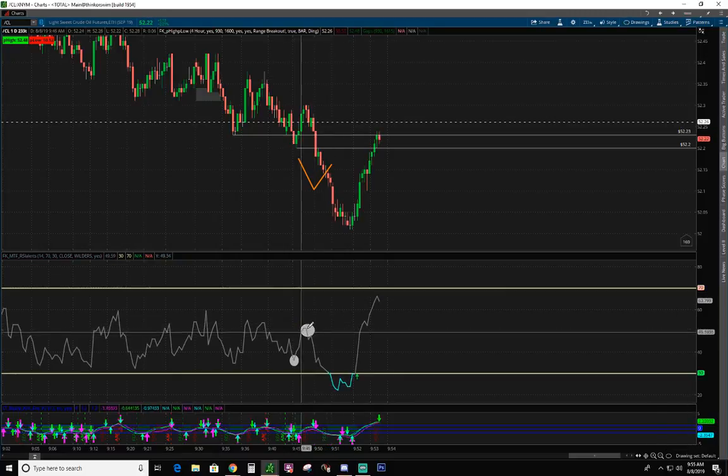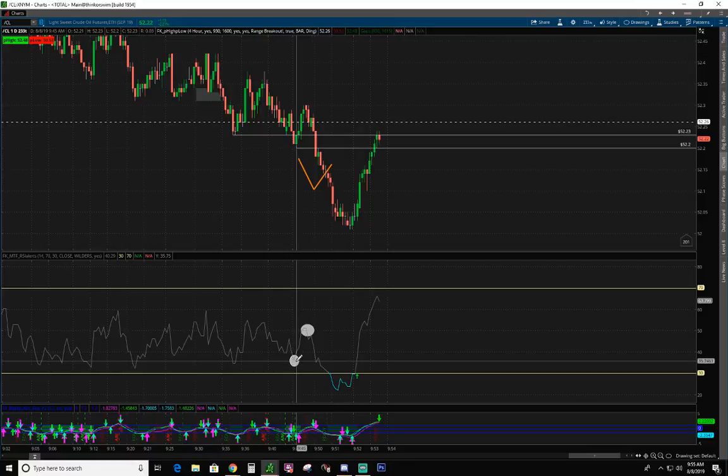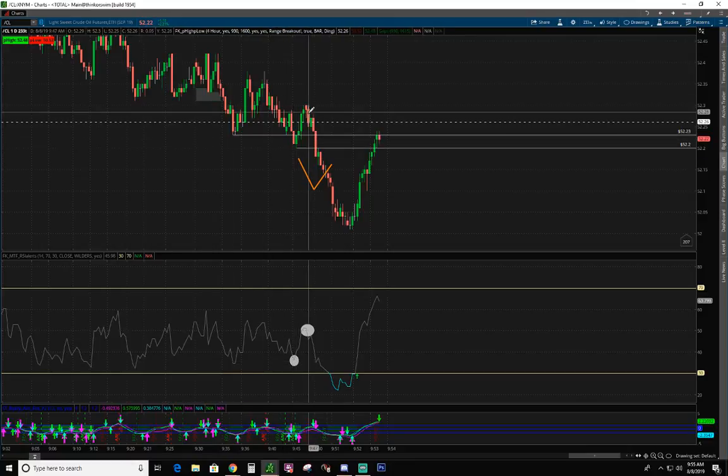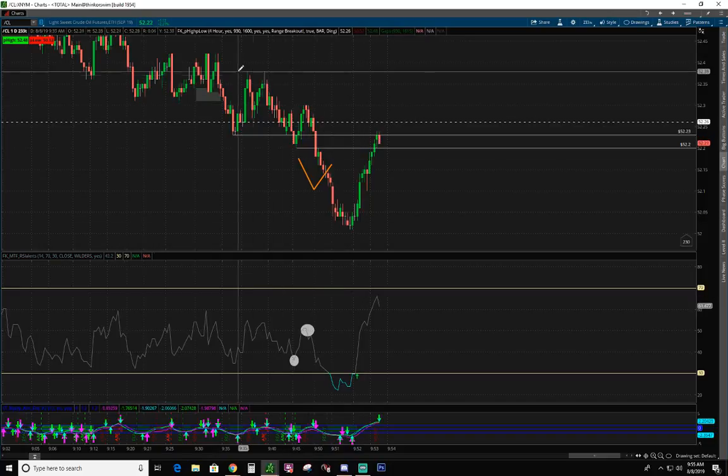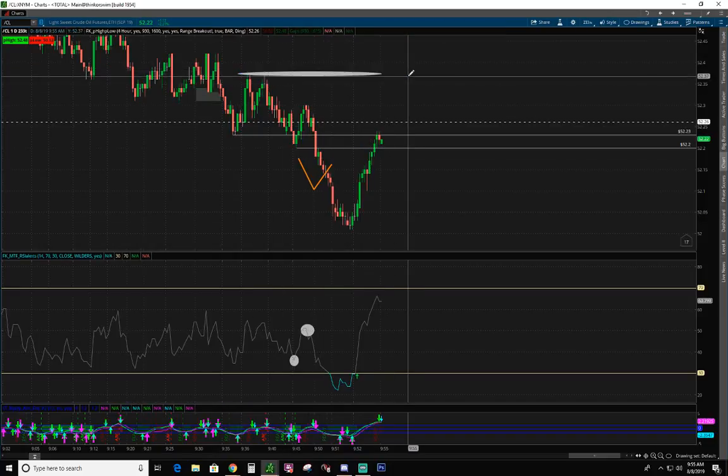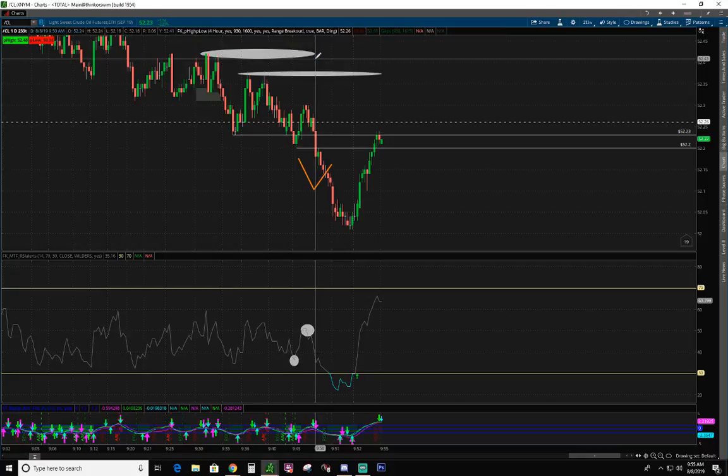I'd rather short that than I would here. So the two steps still. So let's short a pullback and then go. Now, we have to be cautious. What if it pulled back and broke this high or that high?